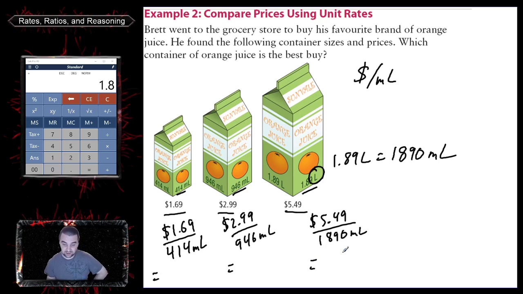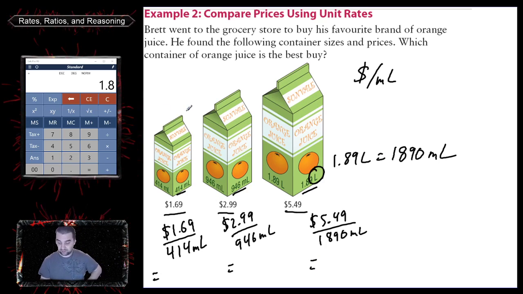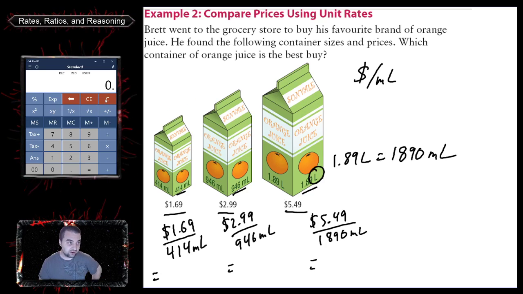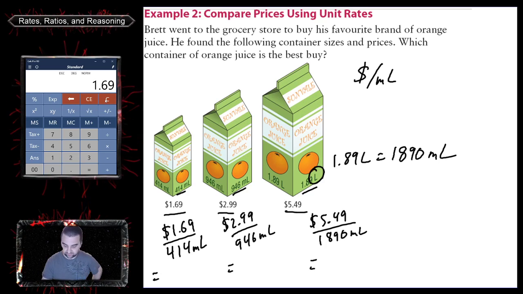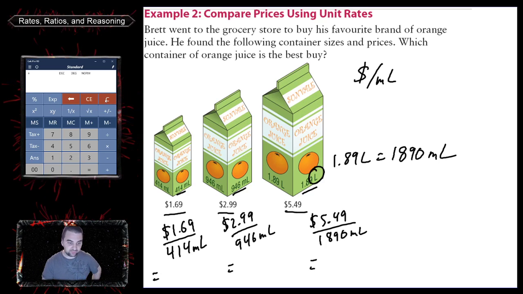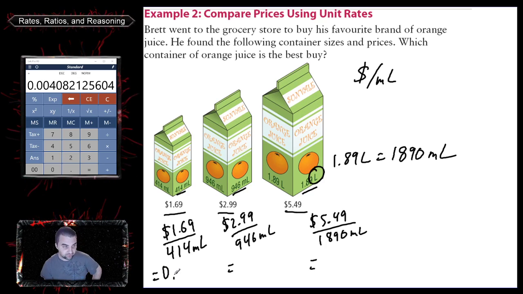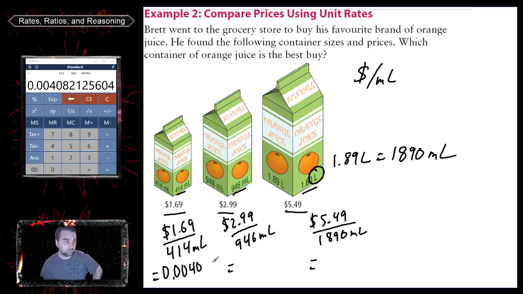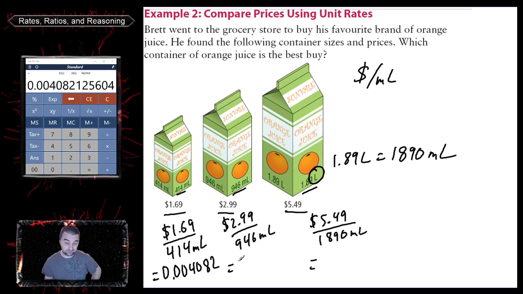It's going to be an ugly number because it's going to be our unit rate. And I'm going to show you a trick right away on how to make it a little less ugly, and it's the kind of thing you'll see in the stores. But let's just do it at the unit rate for now. So 1.69 divided by 414 gives me a really ugly number of 0.00408.